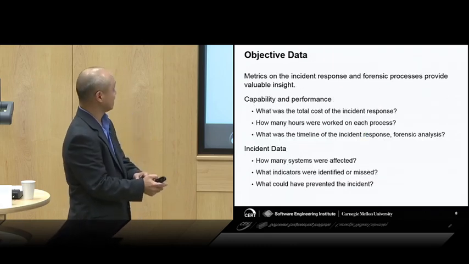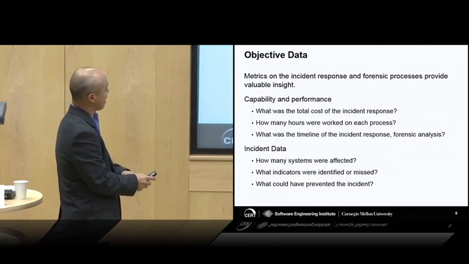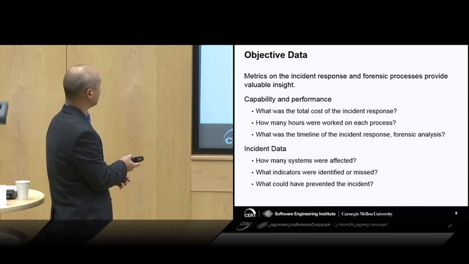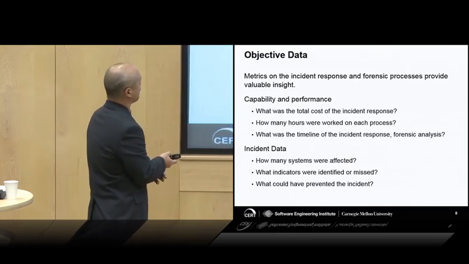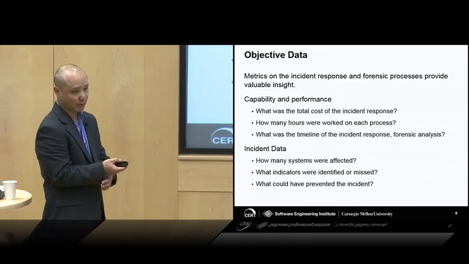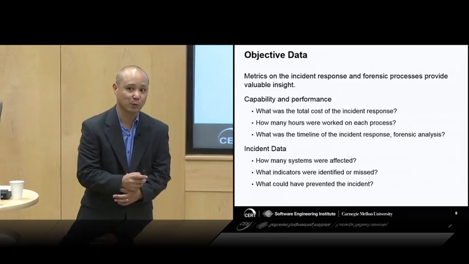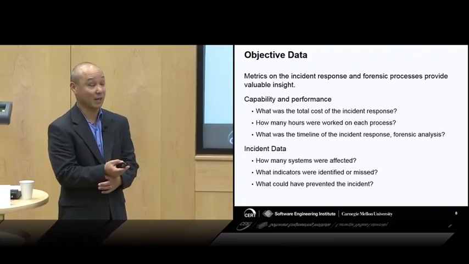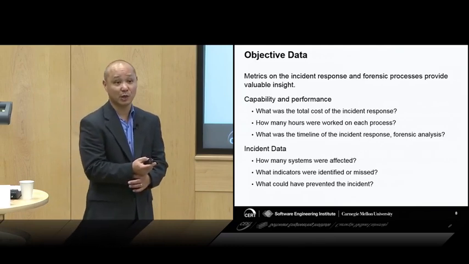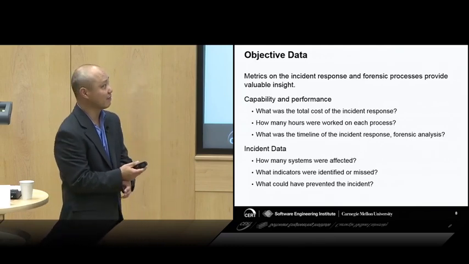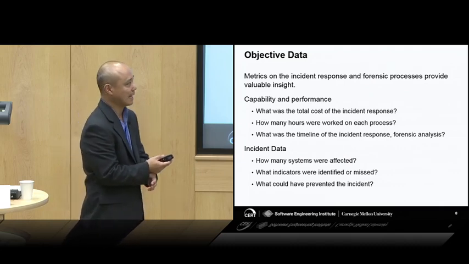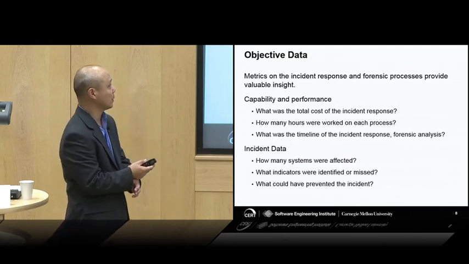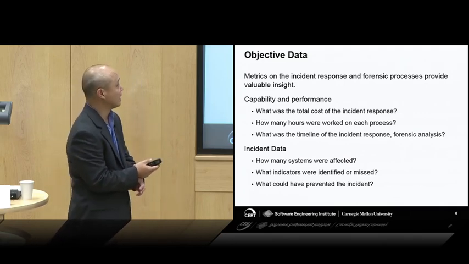Right? Objective data, we're talking metrics on the incident response and forensics processes, and a lot of this can help you improve capability and performance. What was the total cost of the incident response? This is where that well-organized documentation will come into play at the end of it. You don't want to get to the end of it and you're trying to figure out how much cost in man hours, how much new equipment had to be purchased, and you're running around trying to find maybe receipts or something like that. You don't want that to happen at the end of this. So organization at the beginning will help you, and maintaining that organization throughout is key.